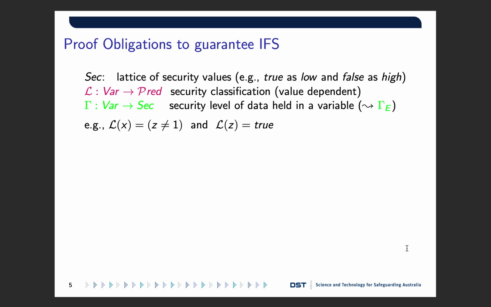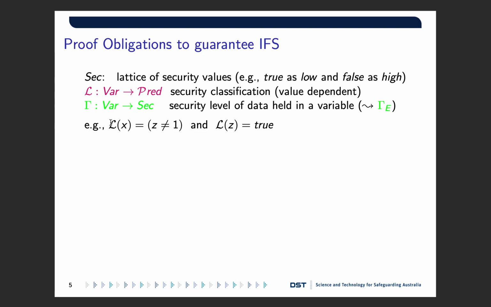What do the proof obligations look like that guarantee information flow security? Assume we have a lattice of security values where true symbolizes low and false high. In this case, we assume it's Boolean, but it can be any kind of lattice. Then we can define a security classification, L, for each variable. And in order to model value-dependent security classifications, like in our example, this maps variables to predicates.